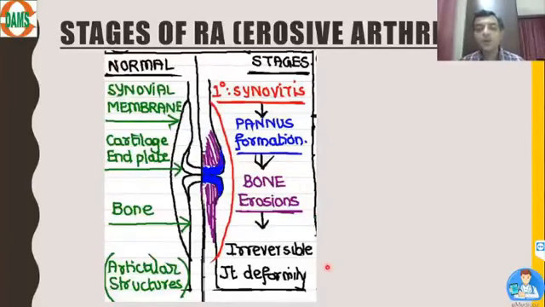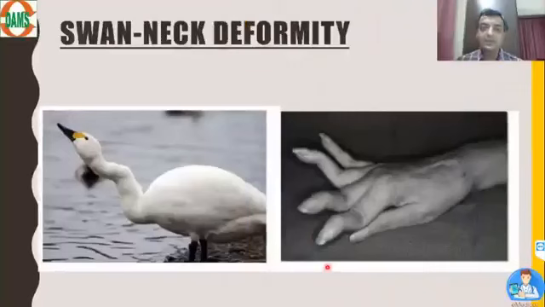So we want to know the two common deformities associated with RA. Let us look at number one, swan neck deformity. Everybody, don't look only at the swan neck here, look at the hand picture also. There is going to be flexion at the DIP and hyperextension at the PIP joint.